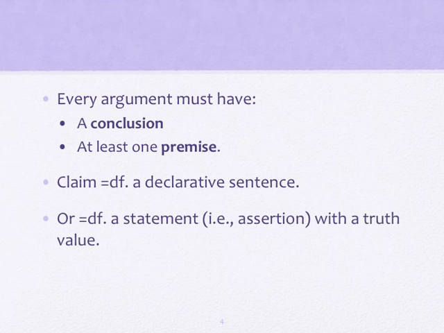And the definition of a statement or a claim, or as you can see, an assertion, is that it's a declarative sentence. So that means that it has to have a truth value. There are lots of sentences that we use that aren't claims, and they don't have truth values. All right, so you might want to pause and think of some examples of sentences like that.